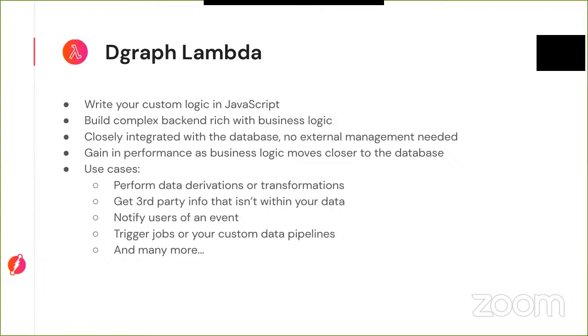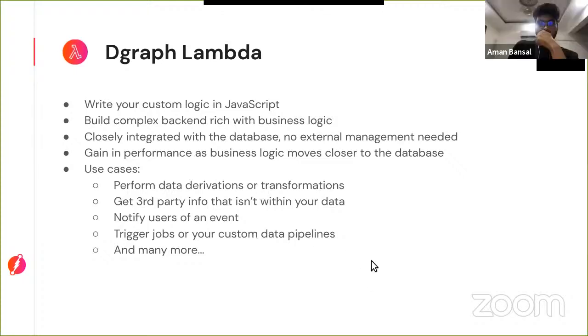Another use case might be that you want to notify users of an event. Say you create a user and you want to send them a welcome email. With Lambdas, you can send emails via the Lambdas. And there are other use cases, like triggering jobs and other custom data pipelines.